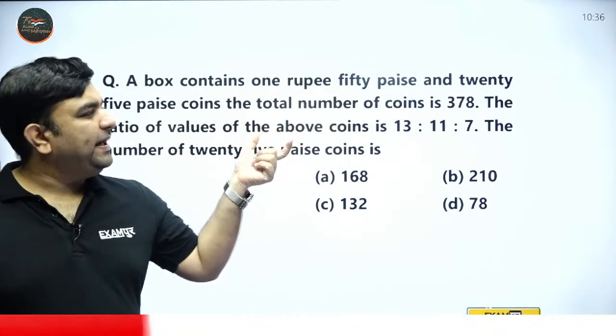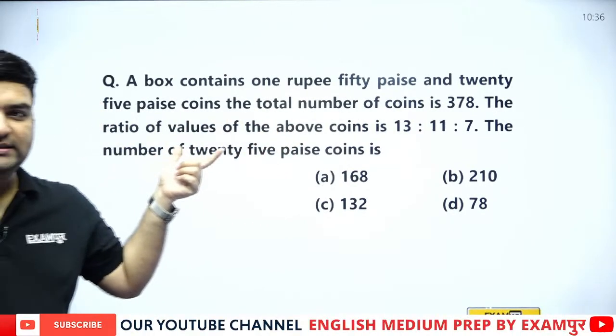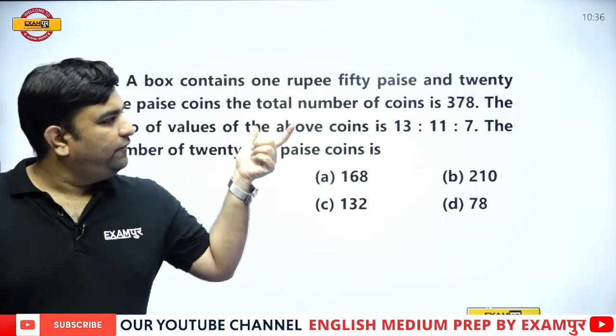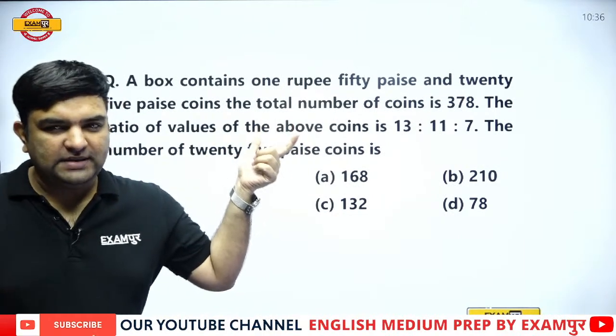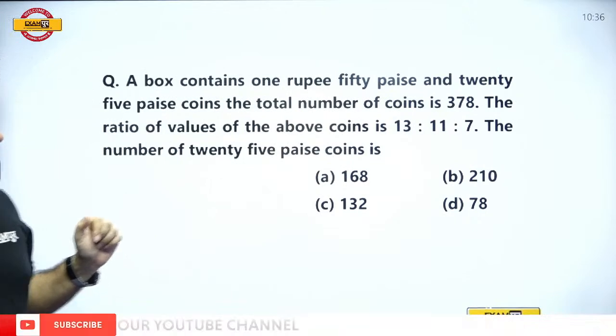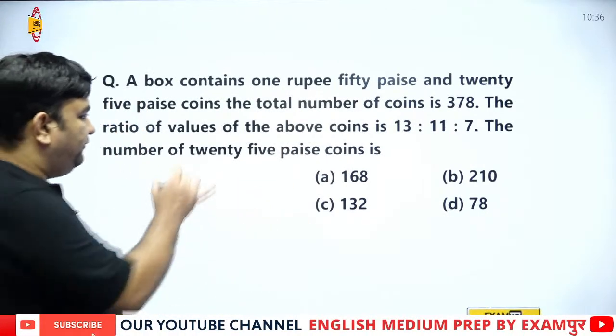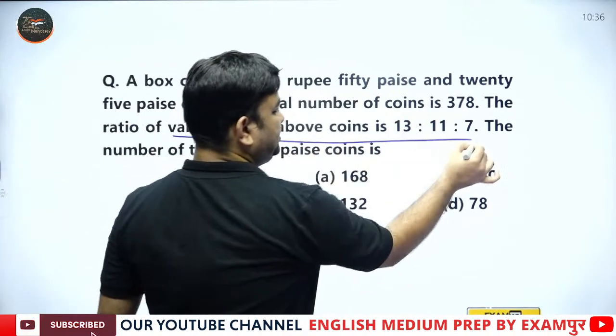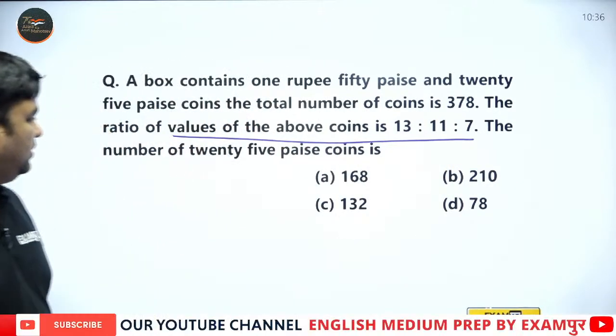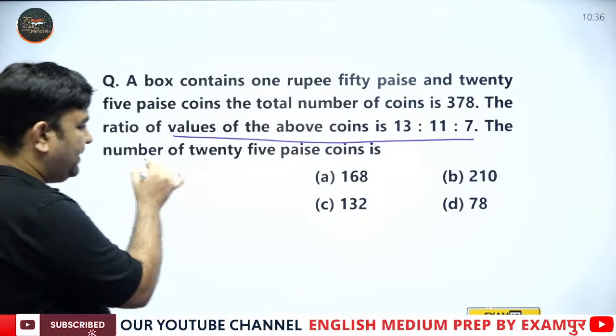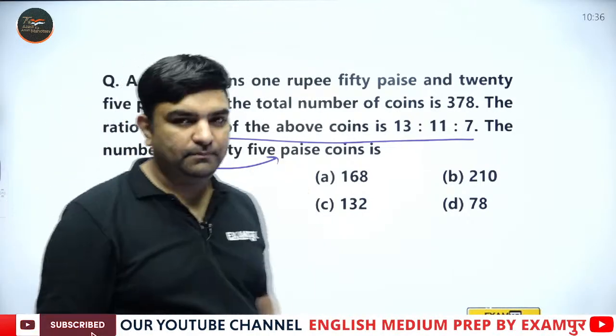There are ₹1, 50 paise, and 25 paise coins. The total number of coins is given, and the value of the coins is in the ratio given. Find the number of 25 paise coins.